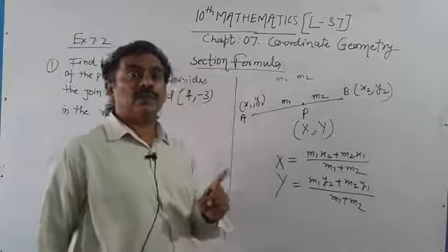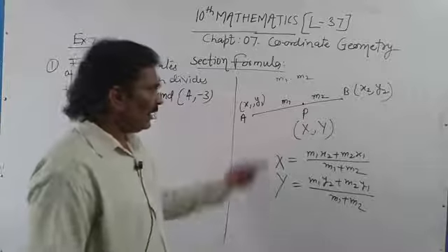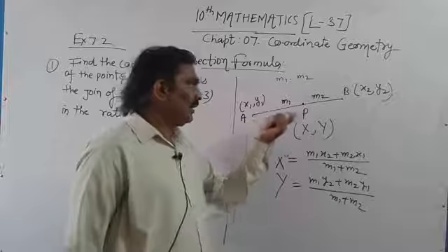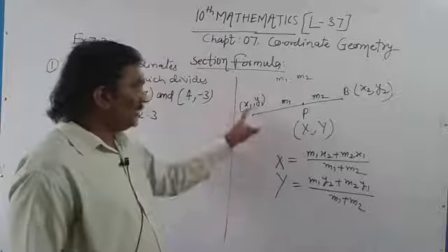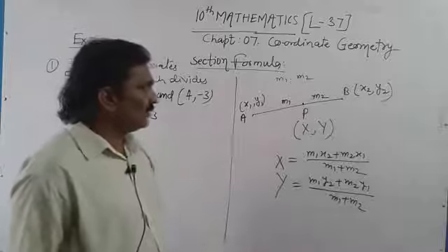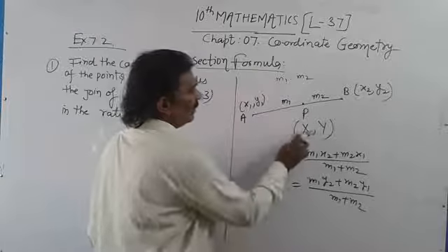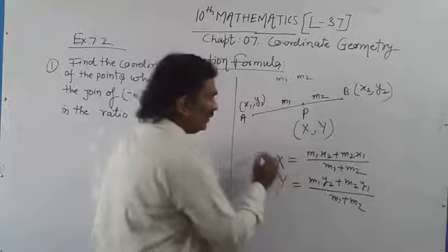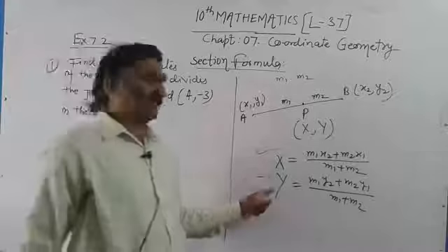So we want to find the coordinate of point P if point P divides the line joining AB in a given ratio. So these are the points and these are the ratios, and with the help of the points and ratio we will find the coordinate of point P using these formulas. X denotes abscissa and Y denotes ordinate.